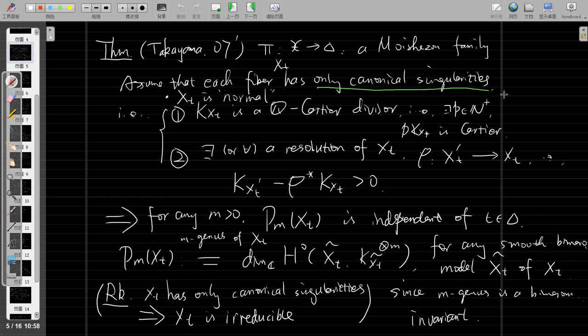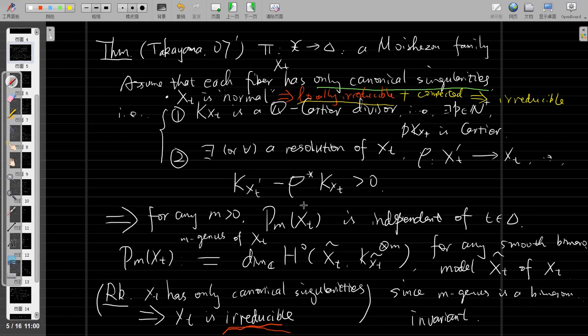If the central fiber has several components, in which sense is it a canonical singularity? Actually, it is not normal. If you assume the fiber has a canonical singularity, in some sense you assume the fiber is irreducible. Normal means locally irreducible, and we assume the family has connected fibers. Locally irreducible plus connected gives irreducible. So if the fiber has canonical singularities, the fiber is irreducible.